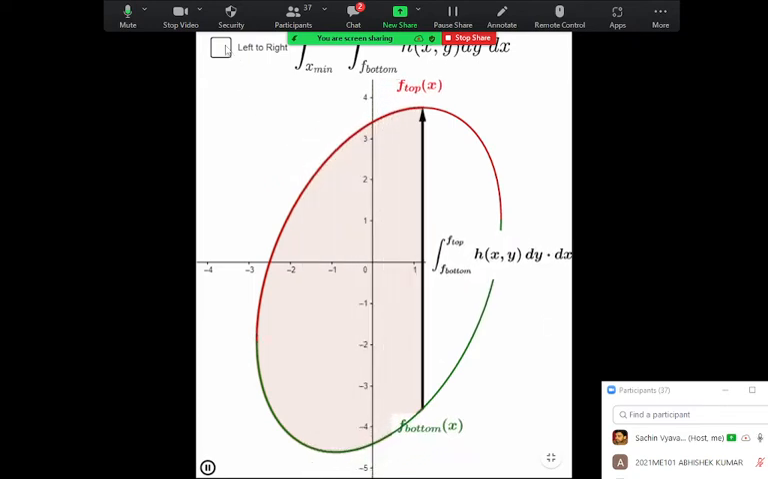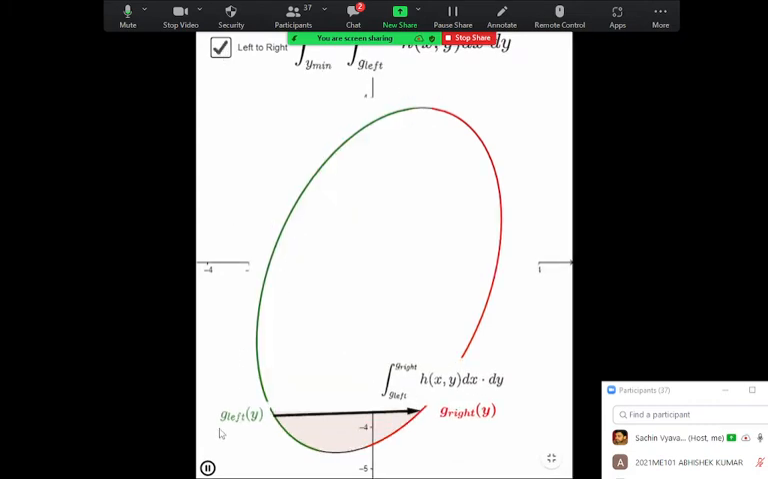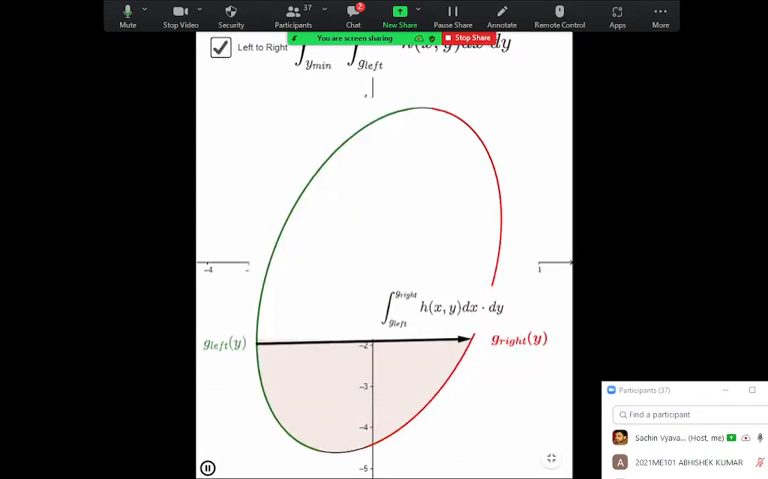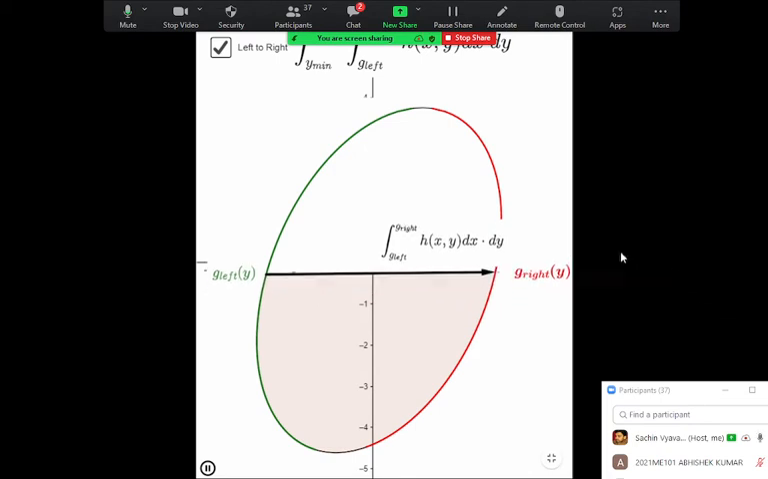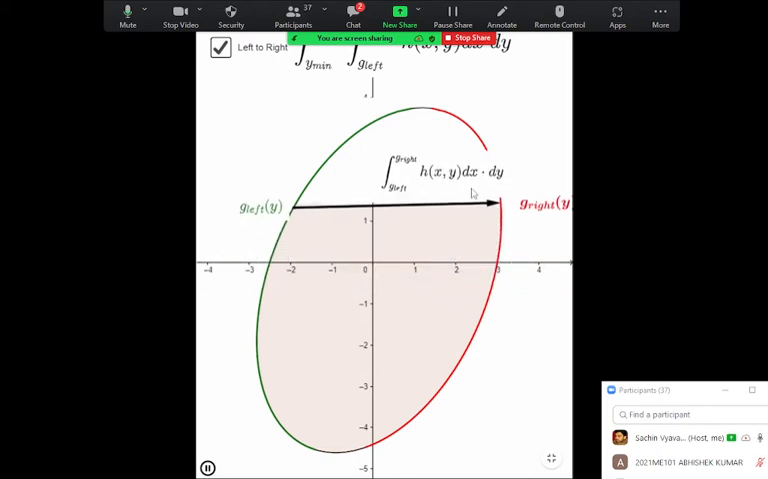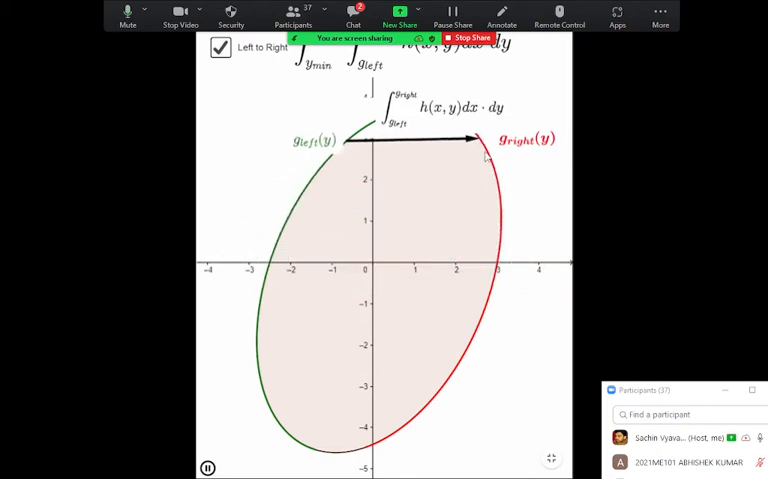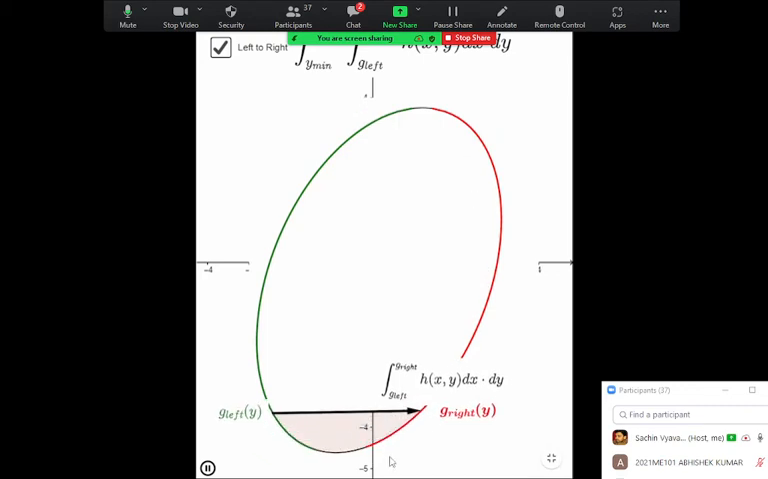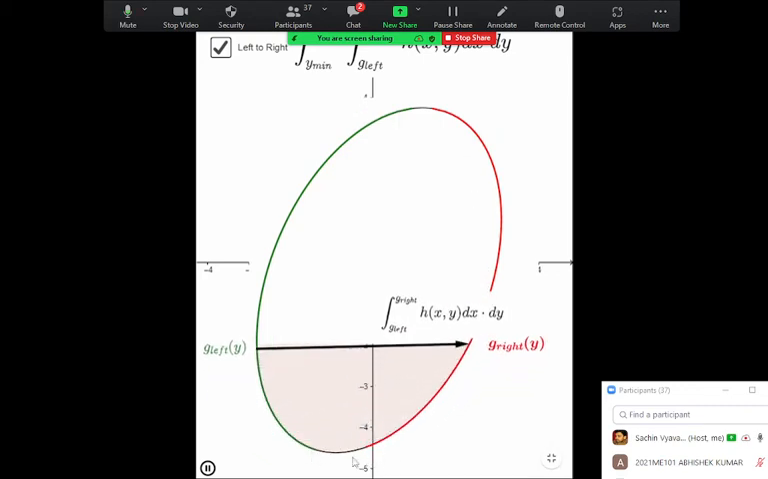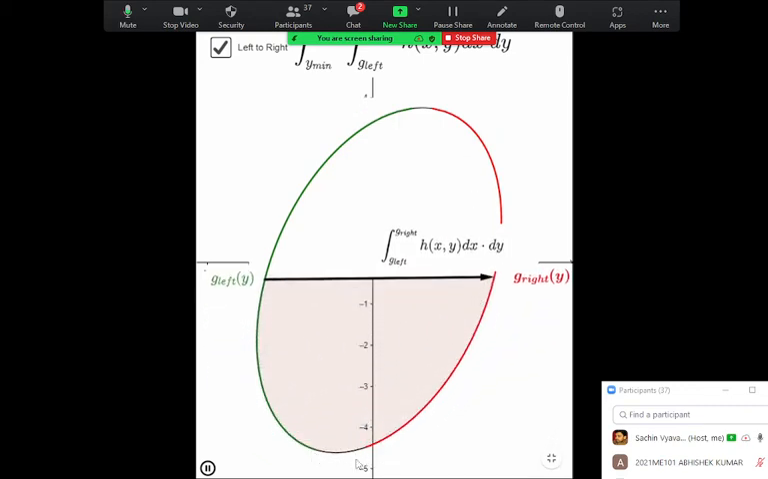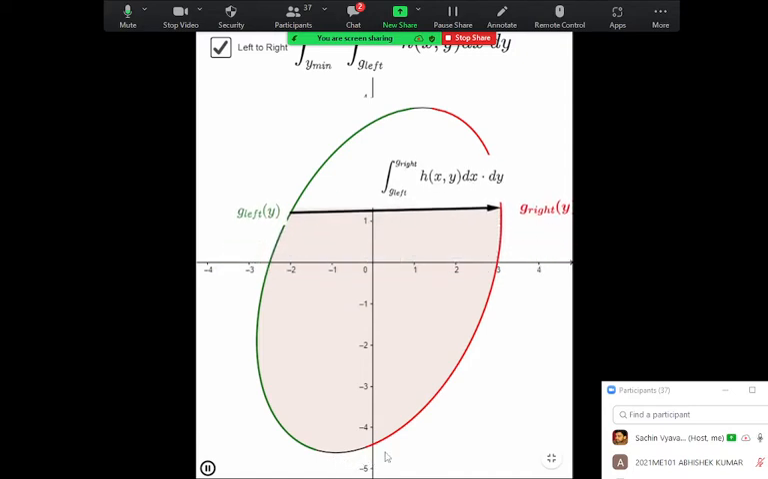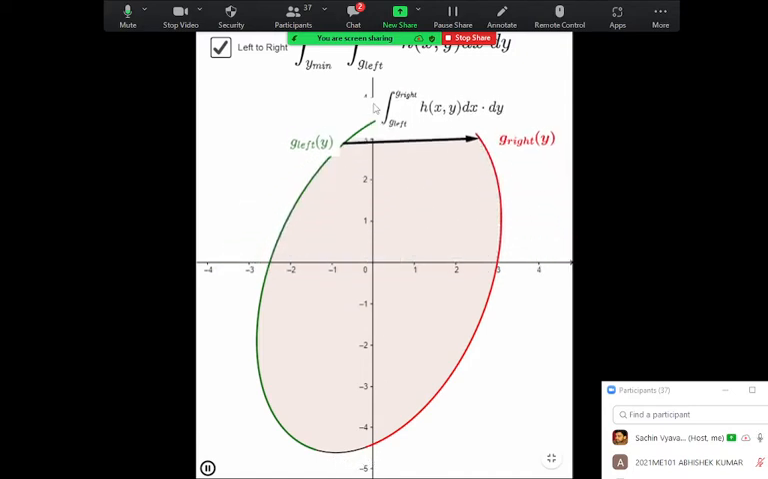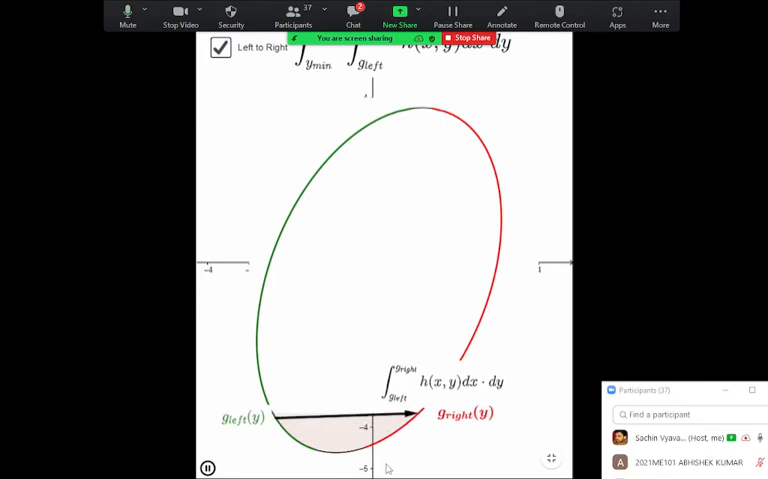Now let me check. Suppose the strip is horizontal. Now you'll observe the horizontal strip. For the horizontal strip, the order is dx dy. I hope it is clear. Here the minimum value of y may be minus 4.5, and the maximum value may be plus 4.5. So that is the outer limit.